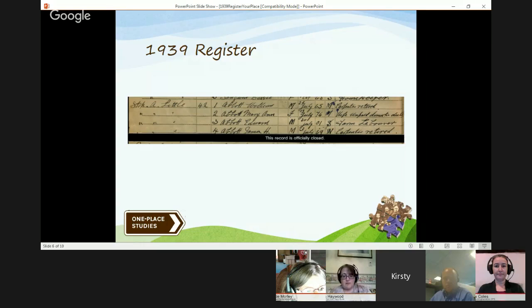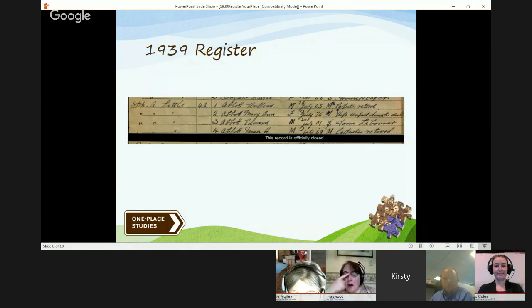We then have Edward Abbott. Now, I could probably take a wild punt that he's a son of William and Mary Ann, but you'll notice that there aren't any relationships actually recorded on here. So we don't actually know whether he's the son or not. We've got his birth date of the 30th of July 1901 even. He's single and a farm labourer.